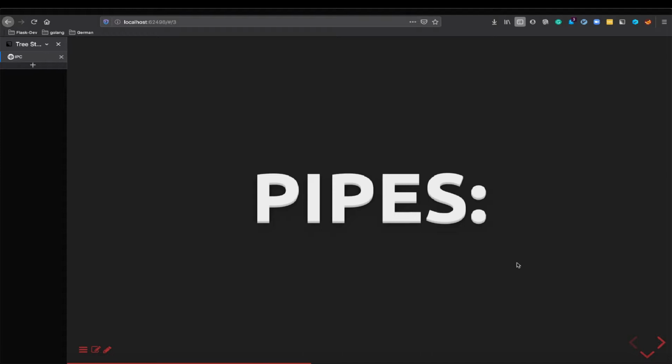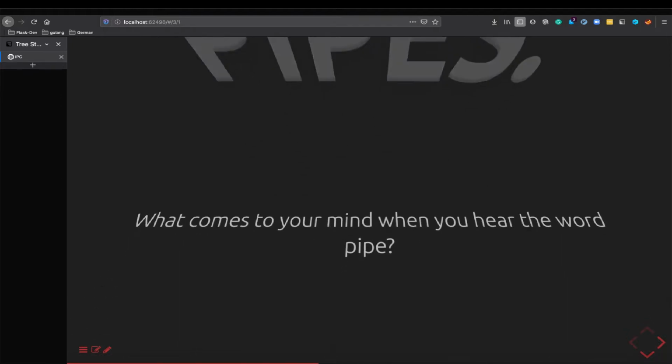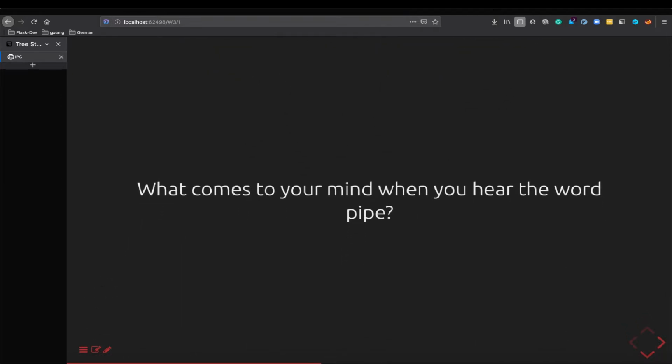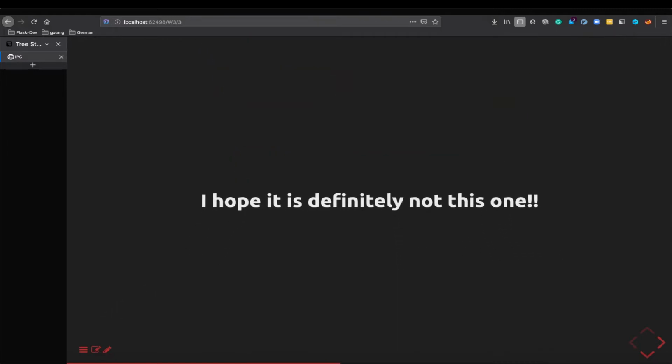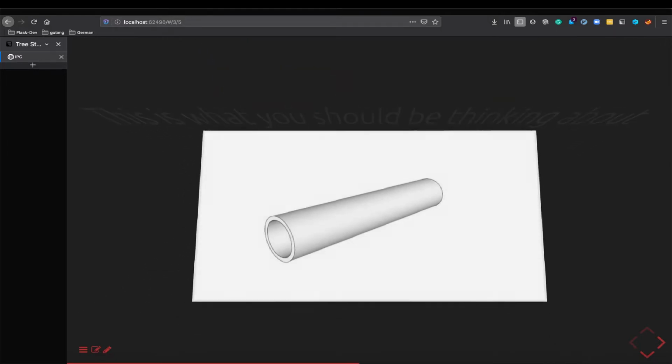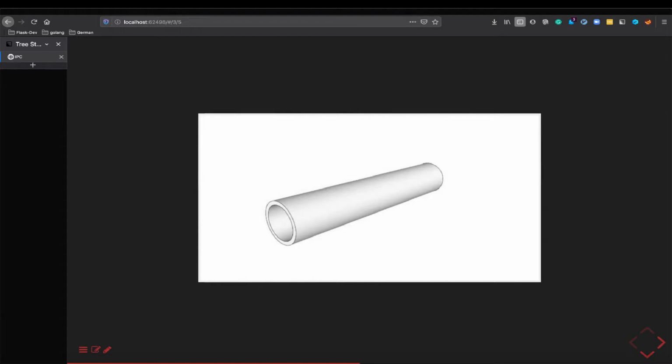So next we move on to pipes, right? So what comes to your mind when you hear the word pipe? Oh, I hope it's not that one. This is what we are talking about. This is a normal cylindrical pipe.